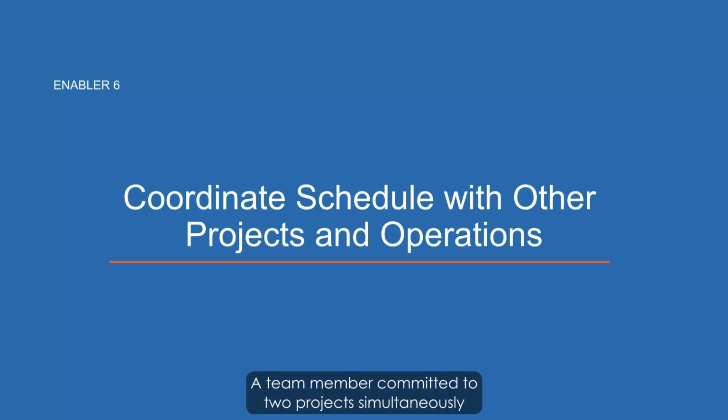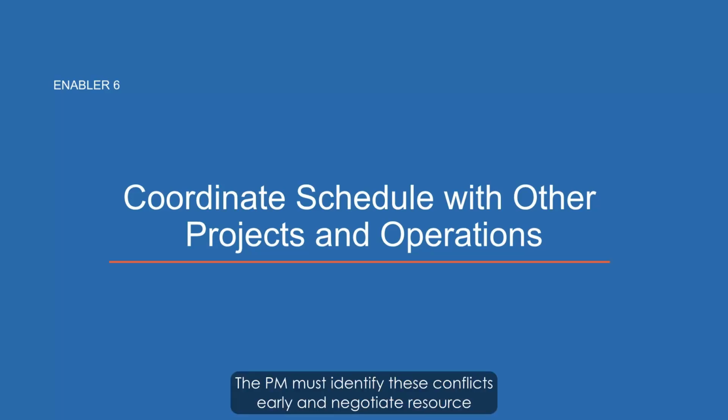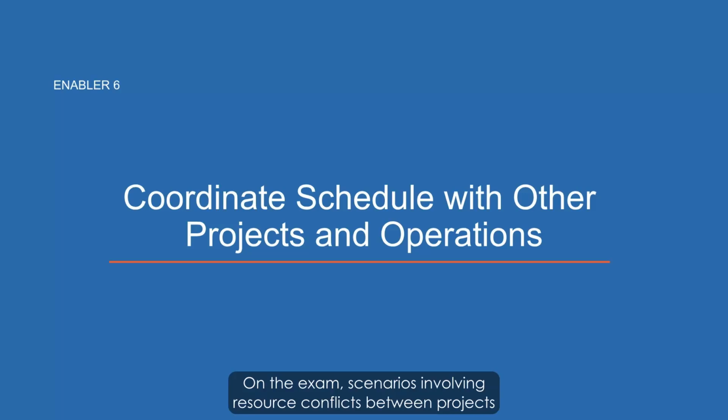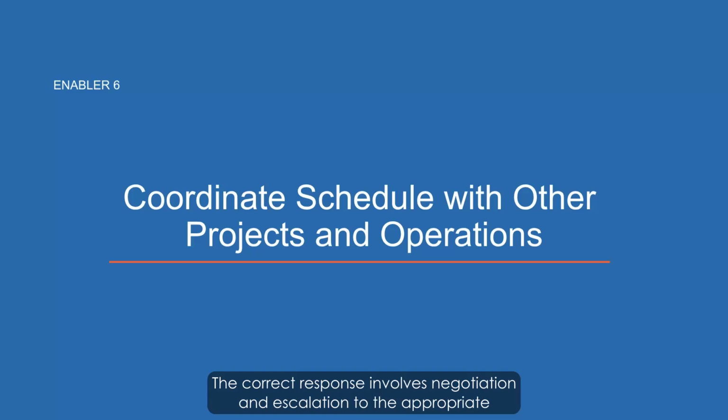A team member committed to 2 projects simultaneously is a schedule risk for both. The PM must identify these conflicts early and negotiate resource availability through the resource manager or portfolio manager. On the exam, scenarios involving resource conflicts between projects are coordination scenarios. The correct response involves negotiation and escalation to the appropriate authority, not unilaterally pulling the resource from the other project.